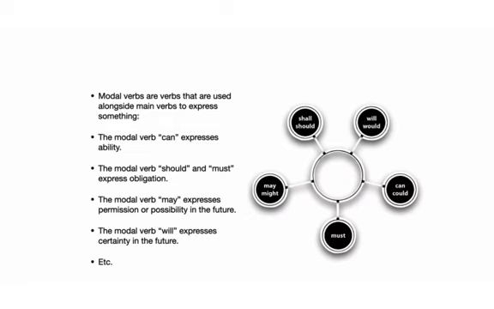Modal verbs are verbs that are used alongside main verbs to express something. The modal verb can expresses ability. The modal verbs should and must express obligation. The modal verb may expresses permission or possibility in the future. The modal verb will expresses certainty in the future, etc.